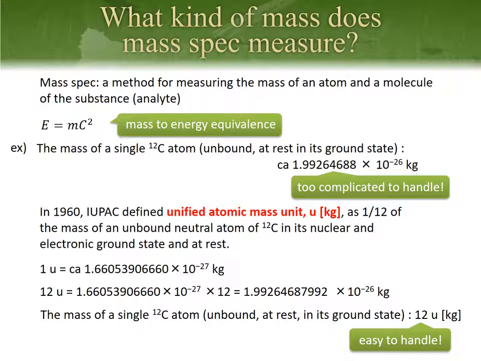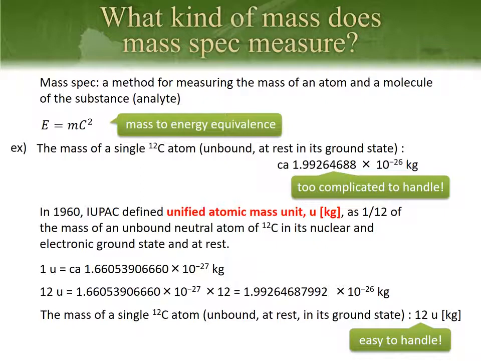Today's first question is, what kind of mass does mass spec measure? Mass spec is a method for measuring the mass of an atom in a molecule of substance, the so-called analyte. As an example, let's see the mass of a single carbon-12 atom. As mass-to-energy equivalence, we should determine the mass of the atom in its ground state, unbound and at rest. It is about 1.9926 times 10 to the minus 26th power kilograms. This figure is too complicated to handle.